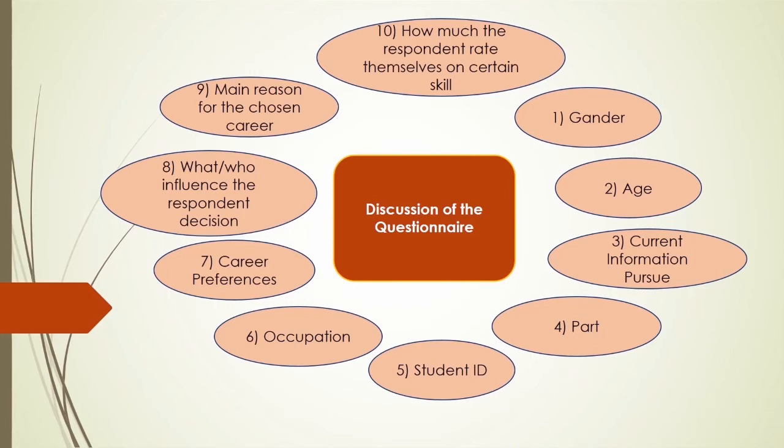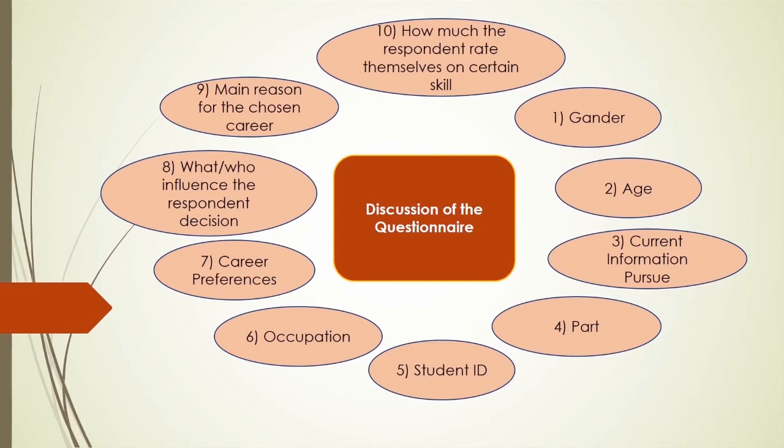The fifth is student ID. This is the most important information of the respondent, as it is representing the respondent itself. So, if there is any same ID, it shall be considered as one respondent. The sixth one is occupation. This information is to determine whether the student is working or not.